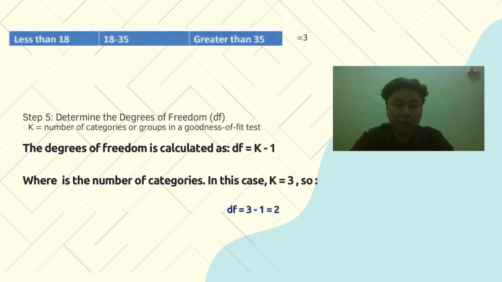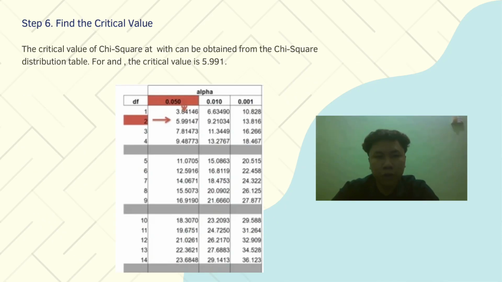This value will be used in the next step to determine the critical value from the chi-square distribution table. Next we move to step 6, which is finding the critical value. To obtain the critical value from the chi-square distribution table, we need two pieces of information. The first is the degree of freedom, which we calculated earlier as 2. Second, the significance level or alpha, which is given in the question as 0.05.